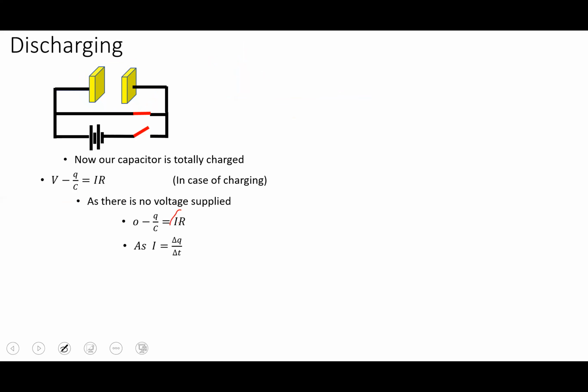As we already know by the definition of current, it is the rate of change of charge, so I is delta Q divided by delta T. Putting this value in this equation, we get minus Q over C is equal to delta Q over delta T into R. And we can rearrange it like before.